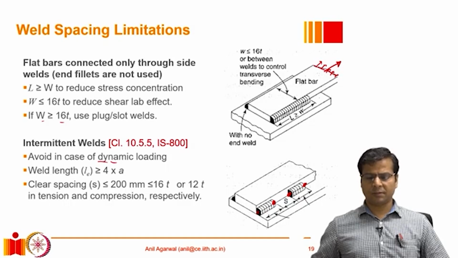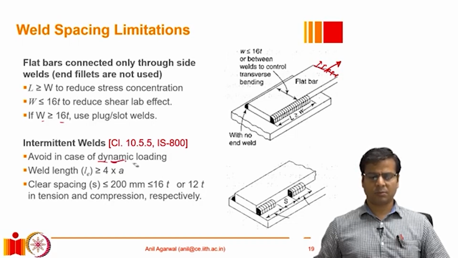So if we provide intermittent welds, that means we provide welds in smaller sections, several small welds, which will produce several areas of high stress concentration, and we should try to avoid it. So especially if the structure is subjected to dynamic type of loading conditions where there is a possibility of fatigue, we should avoid intermittent welds.